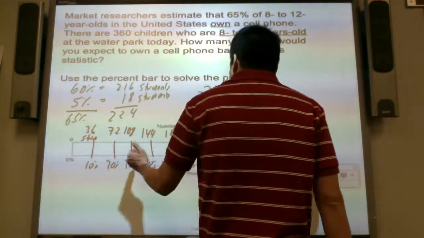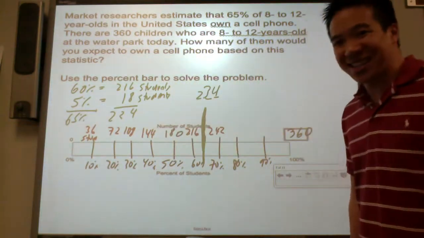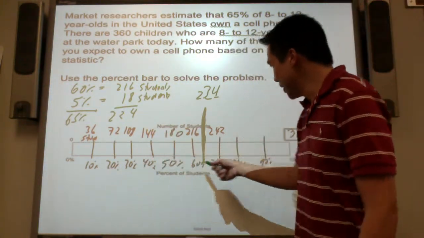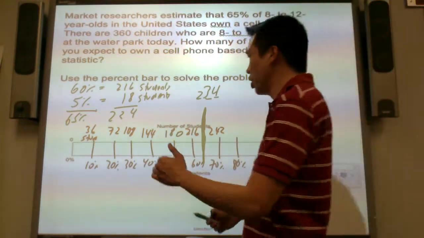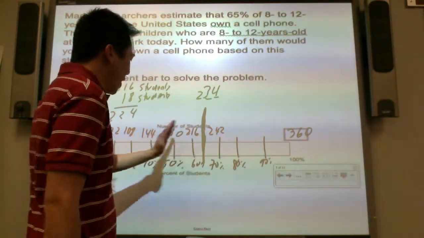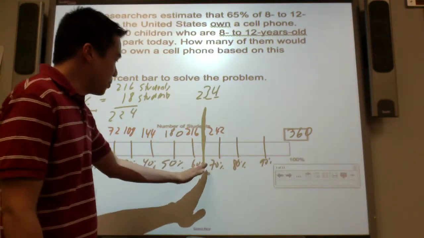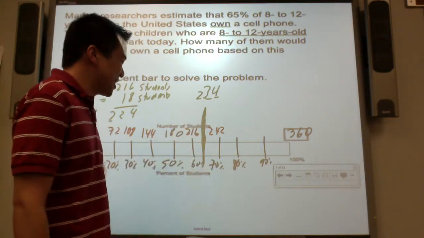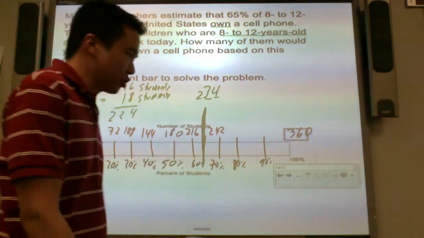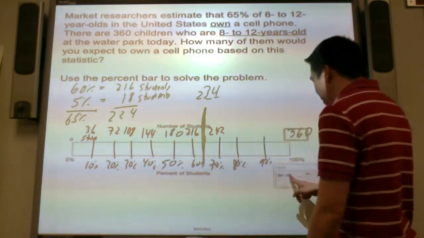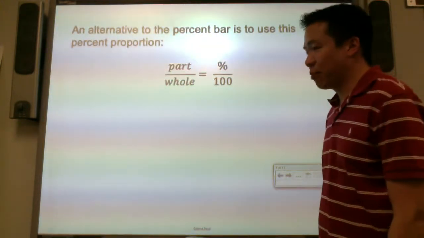So you can draw it up, you break it into 10 groups or 10 sections by 10%. And then from the picture, you can answer it. You go find the percent that you need, 65%, which is right here. What's between 216 and 242? 234 students. However, there is another alternative using the percent proportion.